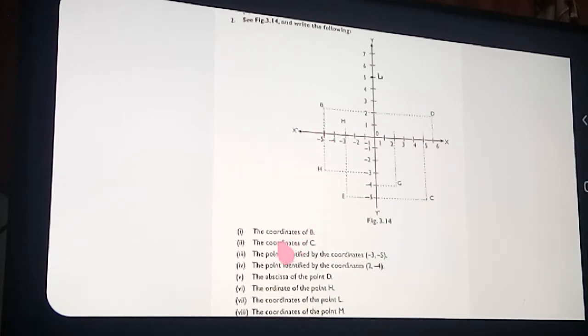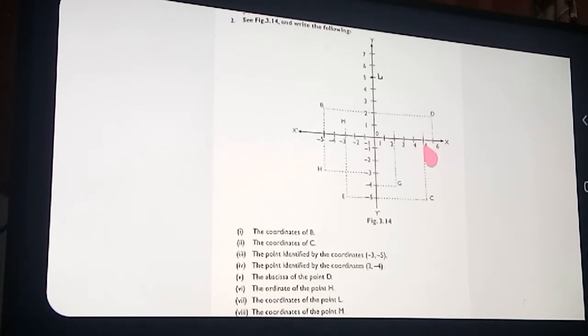And the second question. See the second question. Find out the coordinates of C. Find the coordinates of C. First you find out where C is written here. C is written here now. So, draw a perpendicular to the x-axis, where it meets at the point 5.